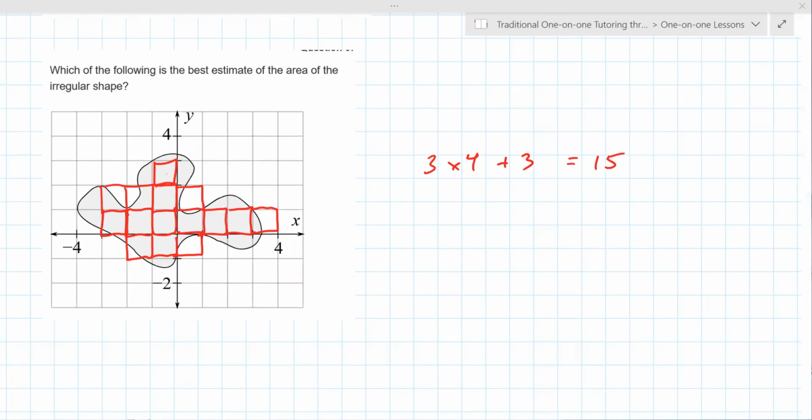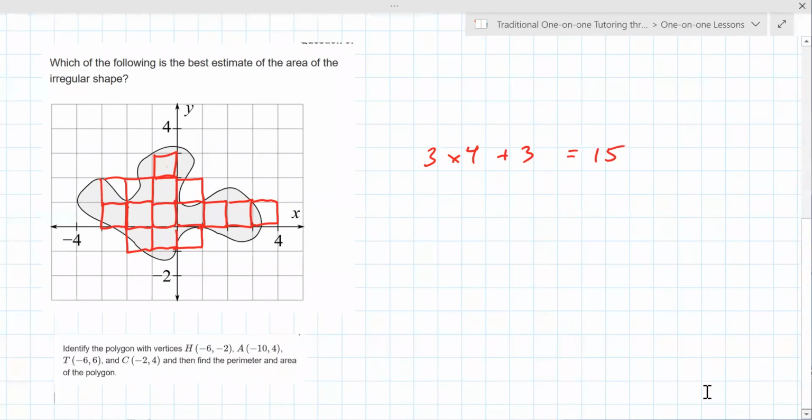So, do you have Desmos open? Or the graphing calculator? No. Okay, we definitely want to get it open here.